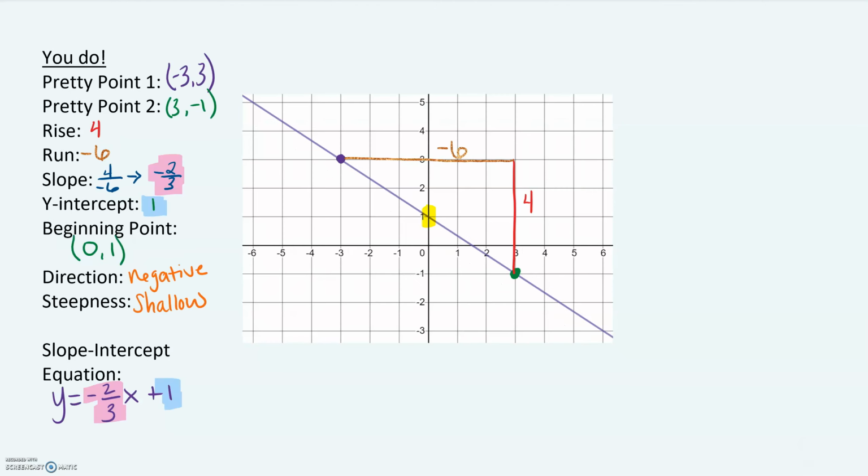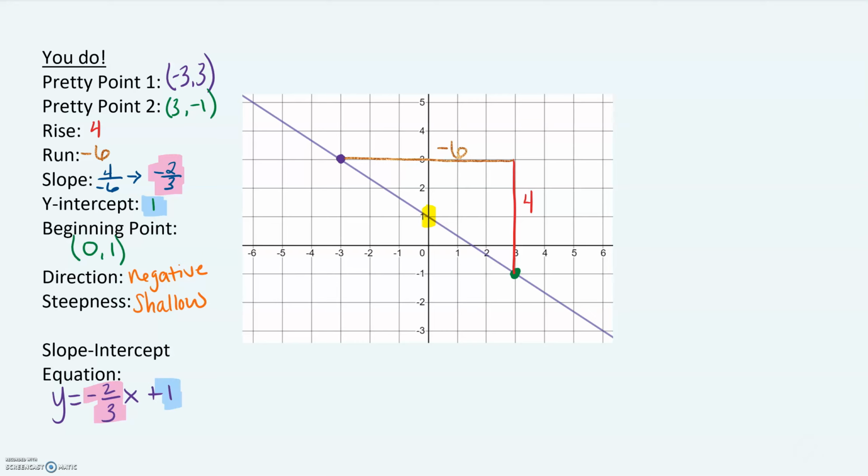All right, so here are our answers. You might notice that I picked two pretty points that were rather far away from each other, and I missed one in the middle, and that's totally okay. Sometimes we just don't see the nice pretty point in the middle, and that's completely acceptable. So you'll see here I calculated that my rise was 4 and my run was -6. My run is -6 because I moved to the left, and the left is where my negative values are. So when I write down my slope, I had that it was 4 over -6.